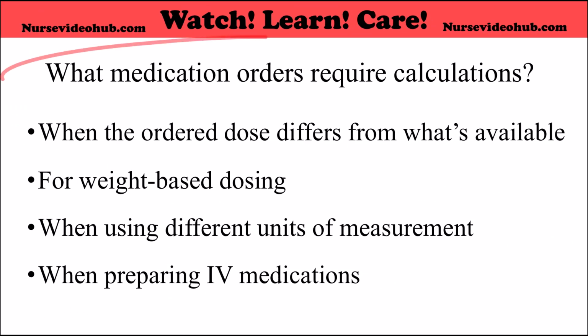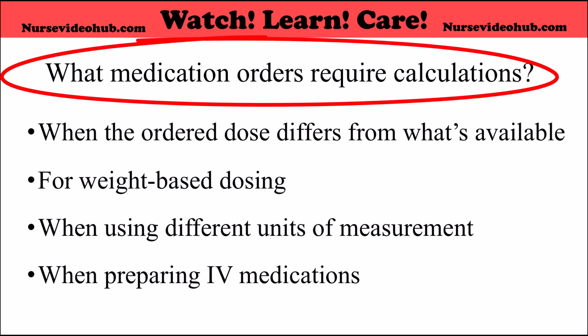There are situations when you need to do a dosage calculation. First, when the ordered dose differs from what's available. For example, the medication order is Coumadin 2.5 milligrams. The medication delivered is a 5 milligram tablet. Also, for weight-based dosing. For example, for a medication ordered of heparin bolus 80 units per kilogram.